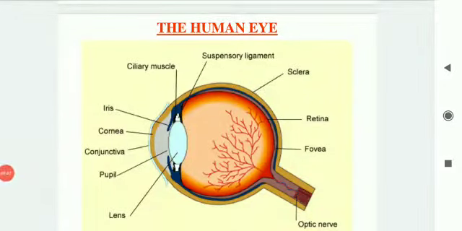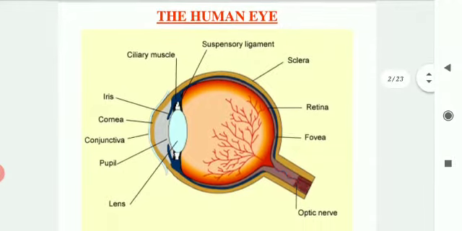Hello students, today we will start the new chapter, Human Eye and the Colorful World. You can see a picture on the screen of the human eye. You have to draw this picture and label all the parts clearly. Please try to memorize all the labelings. The diagram of the eye is important.